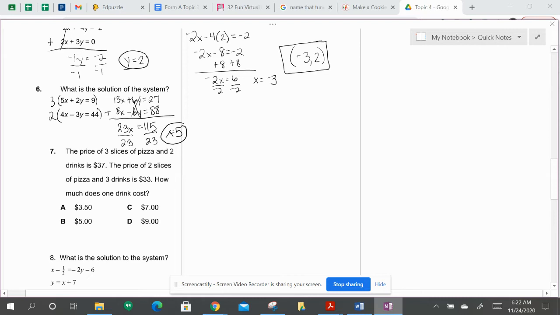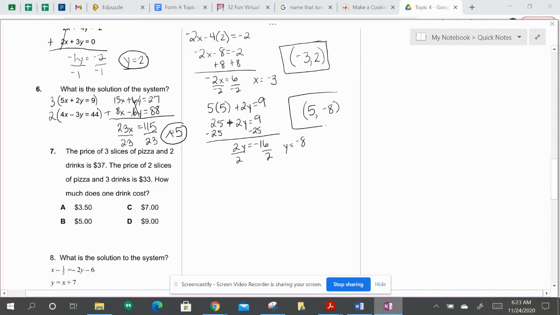Now I'm going to plug that into one of the two equations. Again, it does not matter which one. I'm going to choose the top this time. So I'm going to have 5 times 5 plus 2y is equal to 9. So 5 times 5 is 25. That should say plus 2y is equal to 9. Subtracting 25, since my goal is to get that y by itself, I end up with 2y is equal to 9 minus 25, which is negative 16. Dividing by 2 on each side, I get y is equal to negative 8. So I have a solution of 5 comma negative 8.